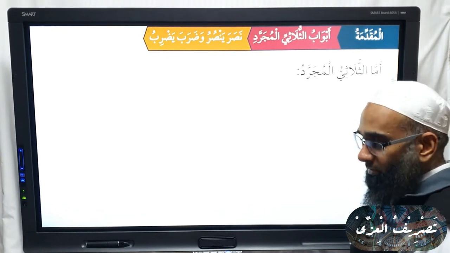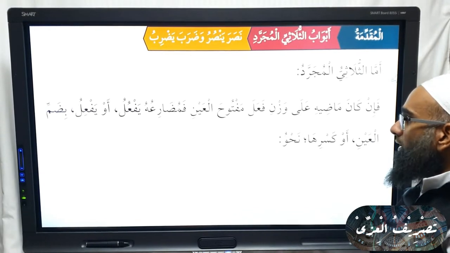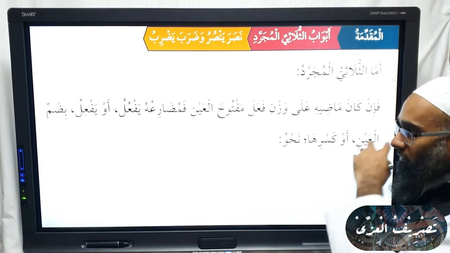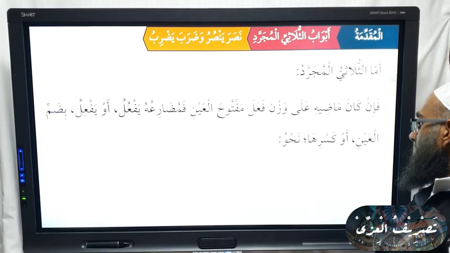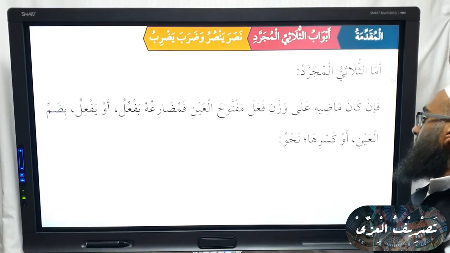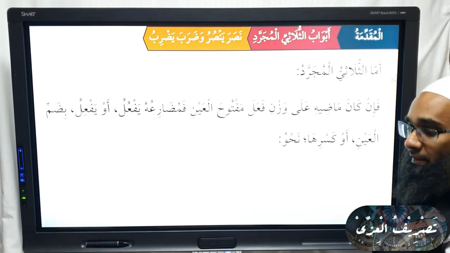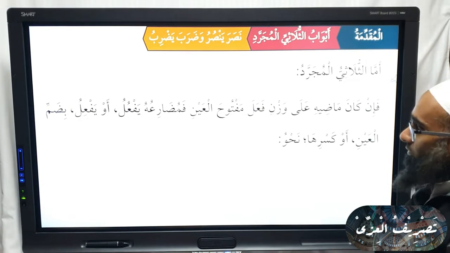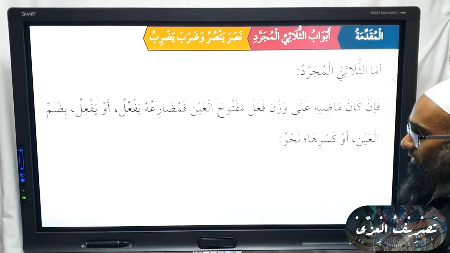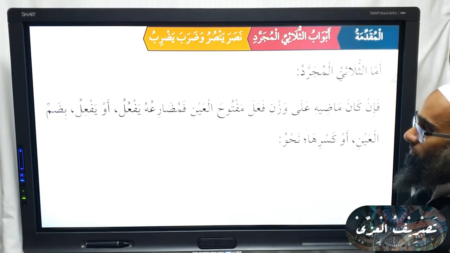Amma thulathiyu al-mujarrad. Translate. Asfu thulathiyu al-mujarrad. Fa'in kana madihi ala wazni fa'ala maftuh al-ayni, fa'mudari'uhu yaf'ulu aw yaf'ilu بضم العين أو كسرها. Translation. نحو. If the madi is upon the scale of فعل with a فتحة on the عين, then its مضارع is يفعل أو يفعل بضم on the عين أو كسرها.